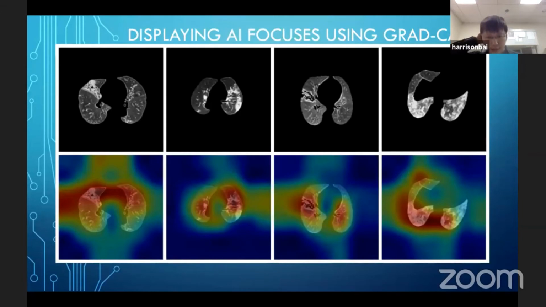So just to make sure that our AI algorithm is actually focusing on the disease area, we used Grad-CAM, which is the visualization technique we chose, and basically we showed a couple of representative slices where the AI algorithm is actually focusing on the disease area of the lung.